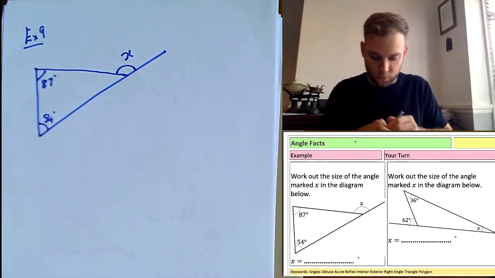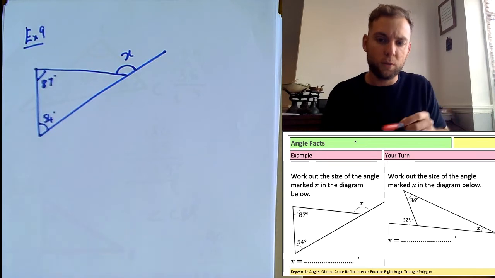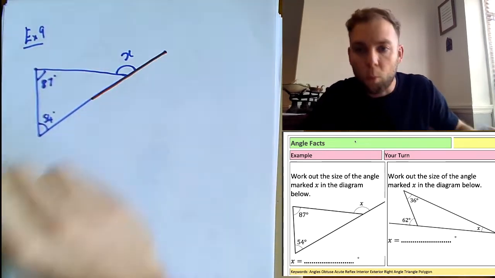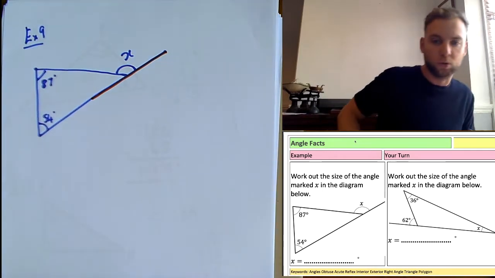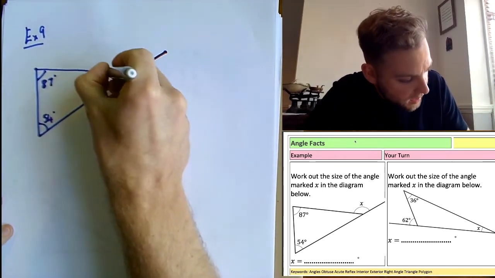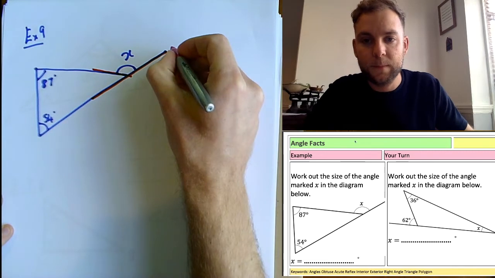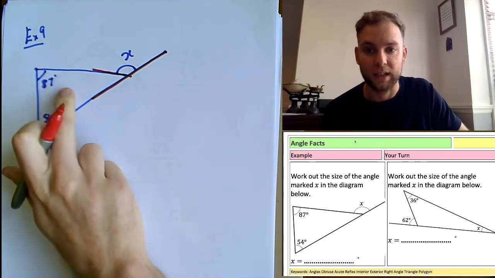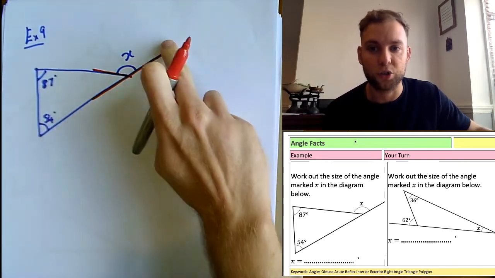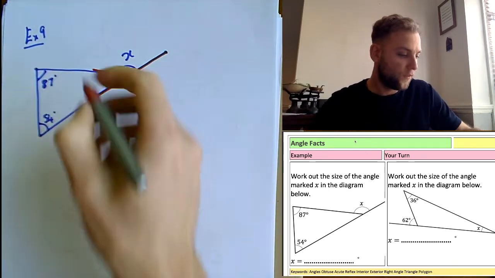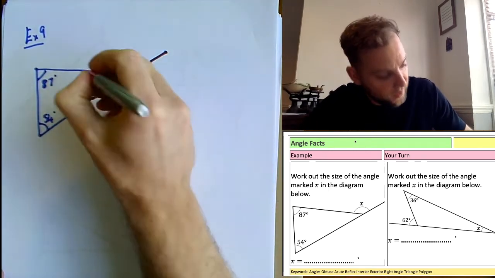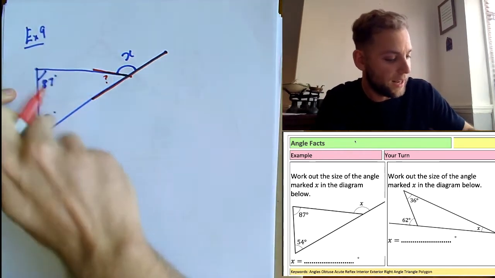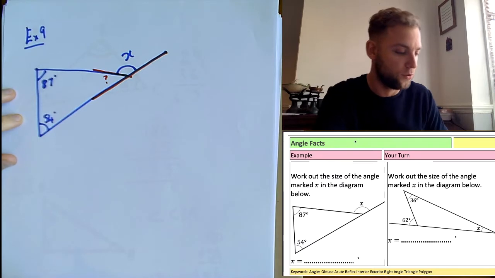Now, first of all, what I want you to notice is that when this line continues, what does it create? What have I just drawn? Well, I've drawn there a straight line. So we're combining two angle facts here: the angles in a triangle and the angles on a straight line. So first of all, let's work out what this one is here. Now we know how to do that. I'm going to do this in red because we can add these together and take that away from 180.